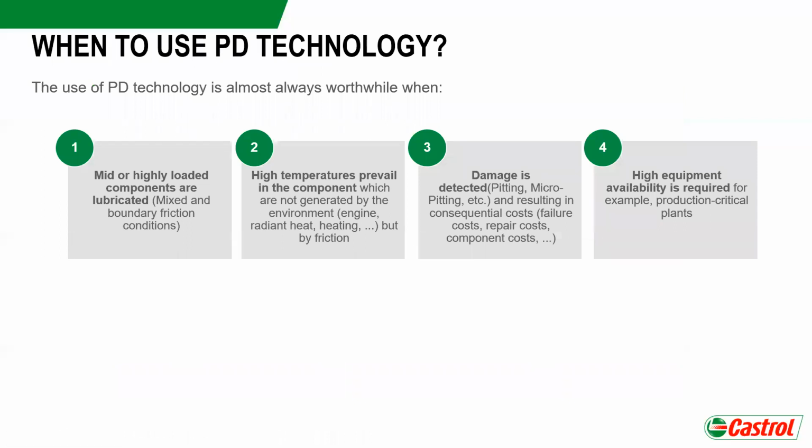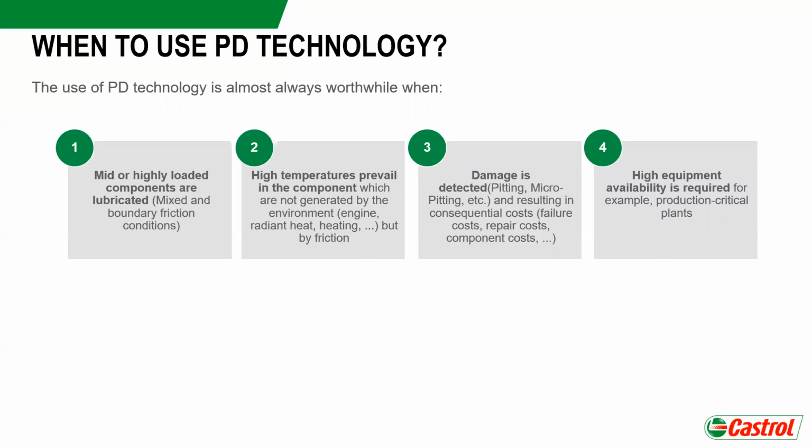When do you use PD technology? Are there some indicators which help you to identify equipment or applications where PD technology could be of benefit? The most important ones to look out for are, of course, number one, the mid or highly loaded components that you use. Everywhere where we have load, you potentially or most likely need additives like extreme pressure additives, anti-friction additives, and everywhere where you use them, where you can benefit of their existence in the oil or lubricant, you can benefit from the PD technology benefits as well.